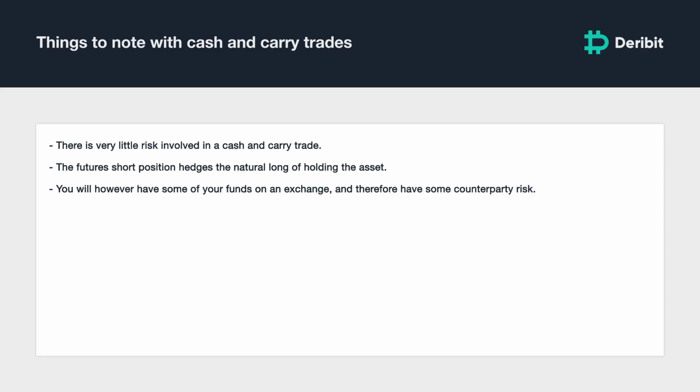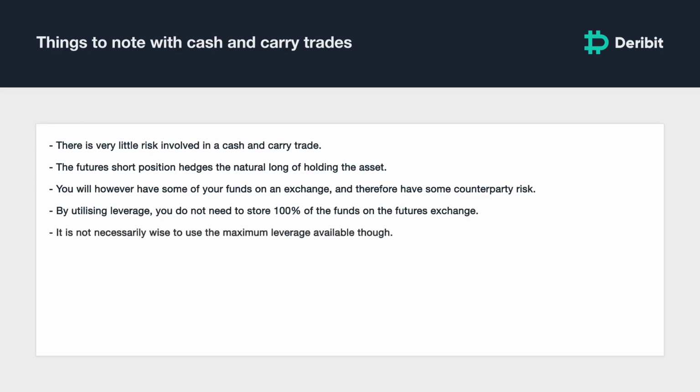This is where leverage comes in handy. By utilizing the leverage available, you do not need to move 100% of the BTC onto Deribit to use as collateral for the futures short. You can store whatever you're not using as collateral for the futures position in your own wallet. That does not mean it's a good idea to open the short position using the maximum leverage available though, because you don't want the liquidation price of your short to be too close to the current price.